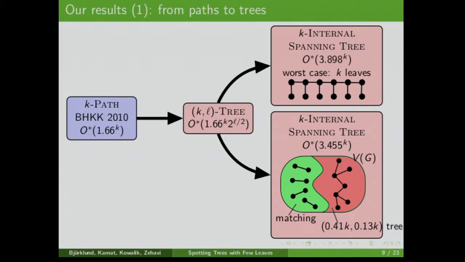Then you just look for a tree here using this algorithm, and this runs much faster because the tree is small. The parameters k and l are small, and once you find it, you just find a matching here in polynomial time, so this is super cheap, and you just connect it to your tree. So it runs much faster, but the problem is you have to get this partition somehow. What we do is we just get a random partition. In some way we can generate a random partition, and of course the probability that you get the correct partition is inverse exponential in k, but if you repeat it that many times and multiply by the time of finding trees here, then it turns out that overall it pays off. And you get this 3.455 instead of this.